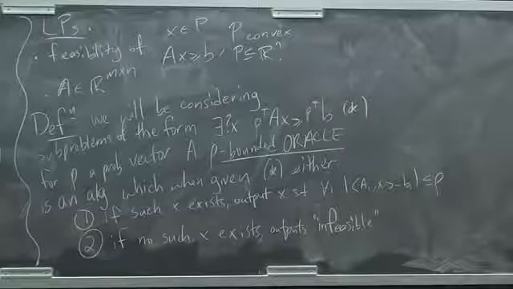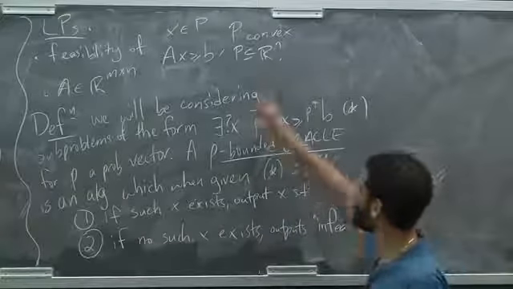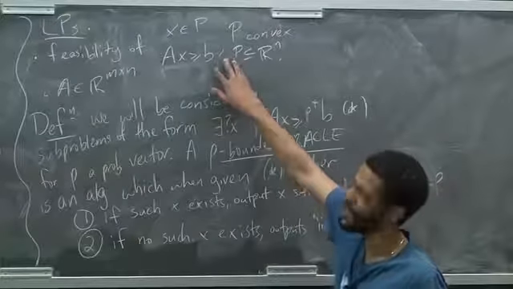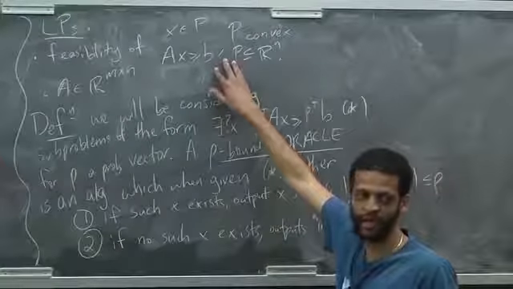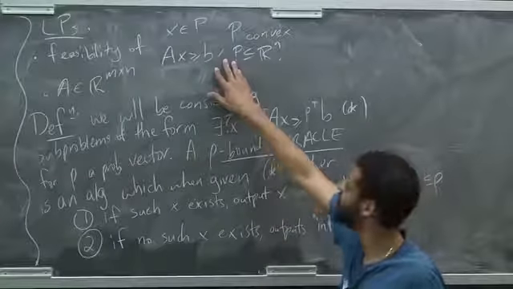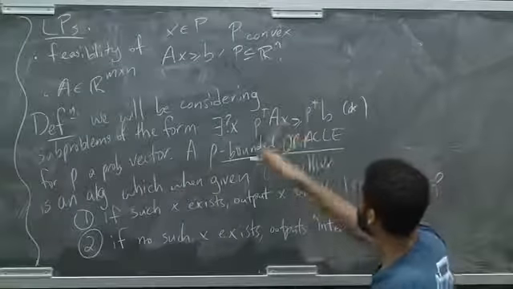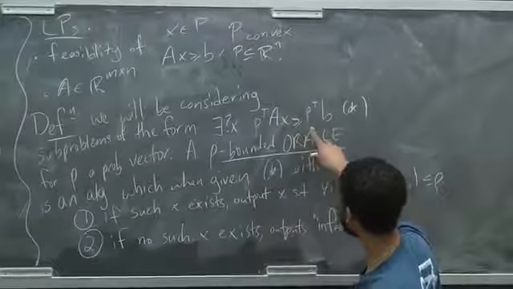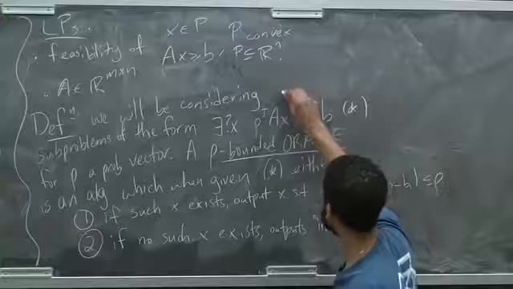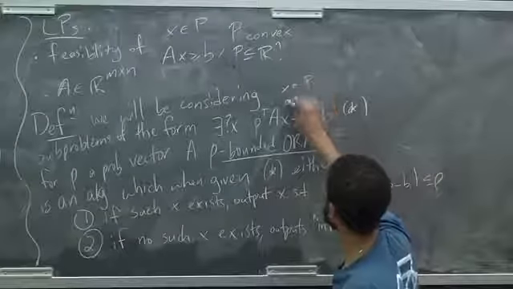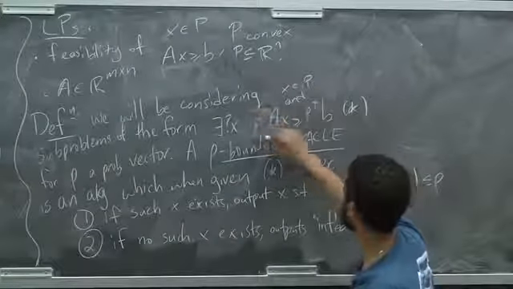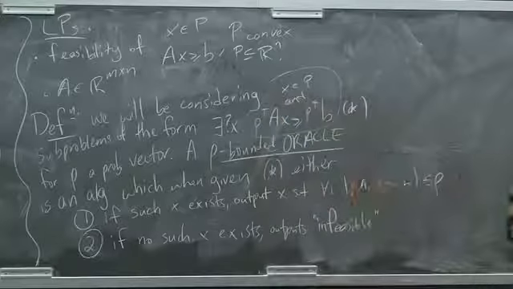So notice that if the actual feasibility problem is actually feasible, then because the entries of P are non-negative, this problem will also always be feasible. Also, P transpose X should be greater than P transpose B, and X is also in P. So this feasibility problem is what the oracle should decide.